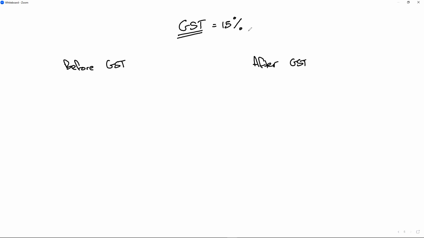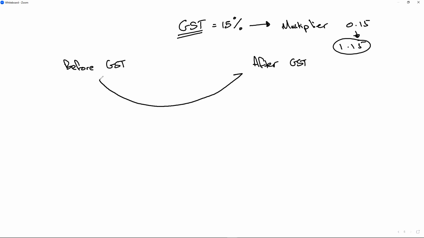Now, I want you to remember the following. If I convert any percentage into a multiplier, in this case 0.15, it becomes 1.15. And that's a way to increase or decrease an amount. Now, if I want to go from before GST to after GST, I have to multiply by 1.15. And when I want to go from after GST back to before GST, I want to remove the GST, which is divide by 1.15.